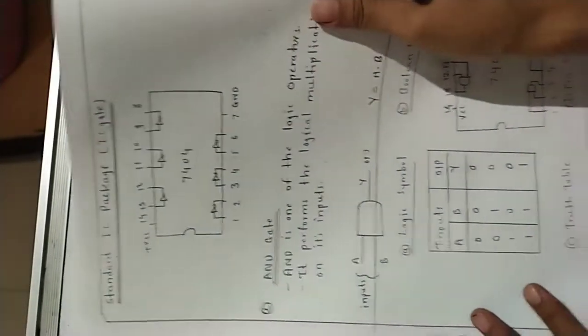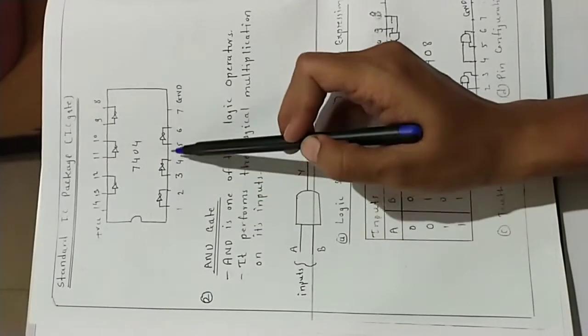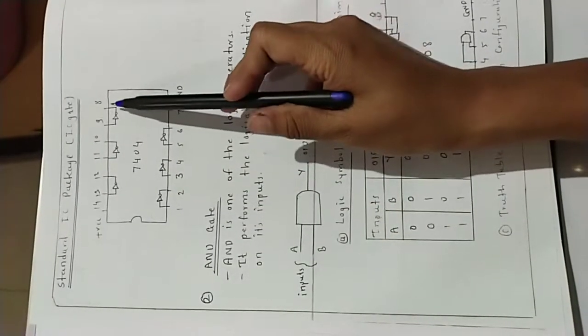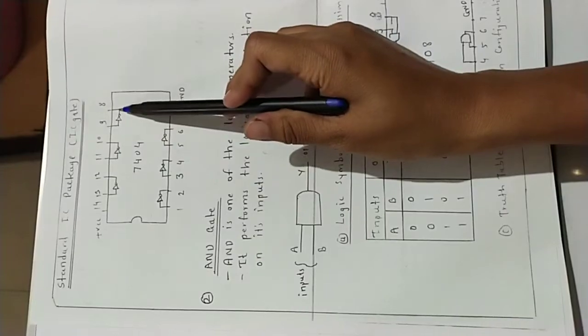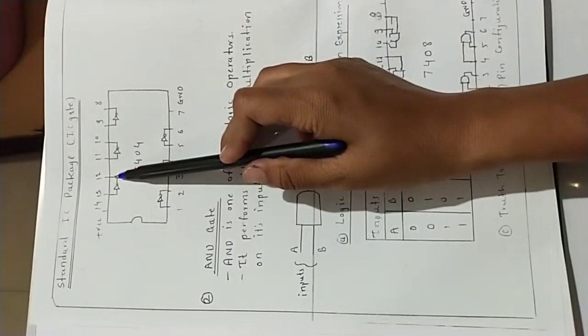7404. Again see here, pin number 1 is input, pin number 2 is output, 3 input, 4 output, 5 input, 6 output, 9 input, 8 output, 11 input, 10 output, 13 input, 12 output.